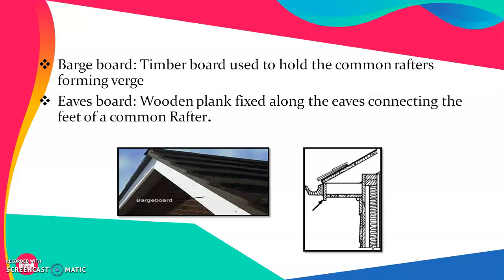Then barge board. Barge board is a timber board used to hold the common rafter forming the verge. Well, the eaves boards are the wooden planks fixed along the eaves connecting the feet of common rafters. So this particular figure represents the barge board, which is the timber board used to hold the common rafter. Common rafter is a part of a roof truss, while this particular end represents the eaves board.